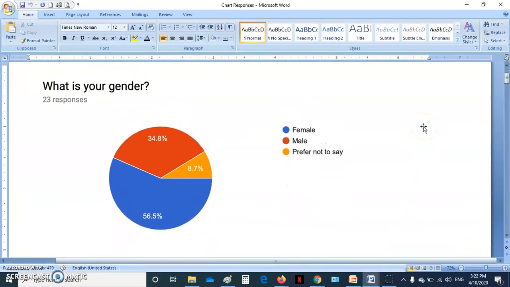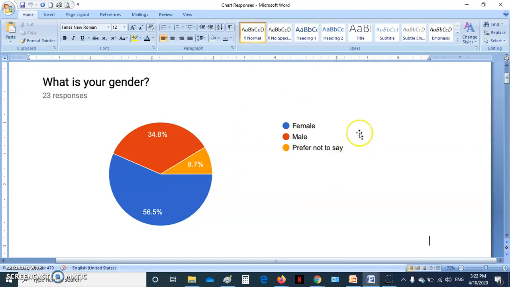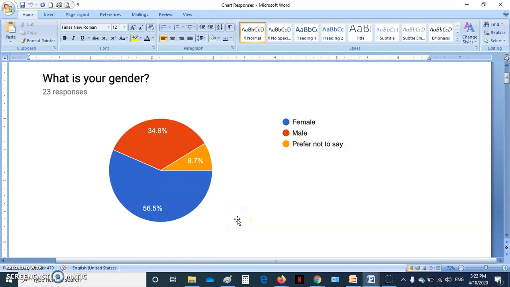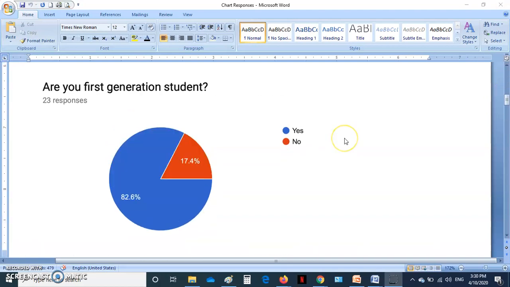This group asked what the people's gender is. These are the responses, and the website that they chose has already summarized it. You see that the website creates pretty nice graphics and you do not need to do anything else. The next question is very important because they had to figure out if they are surveying a population that's affected by the problem. You see that more than 80% of the people surveyed are first generation students, meaning that they have distributed the survey to the correct population.